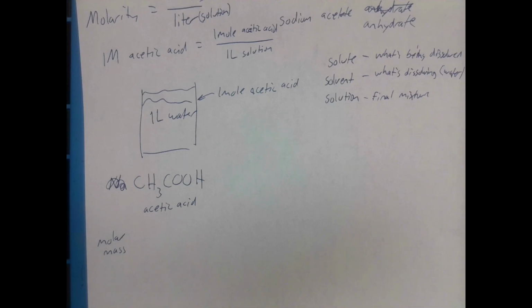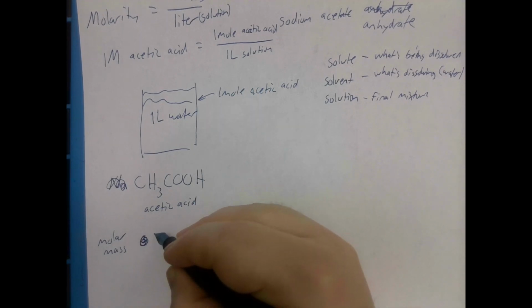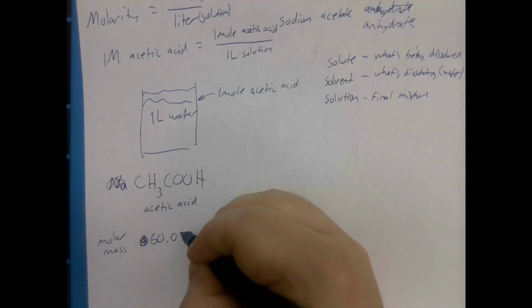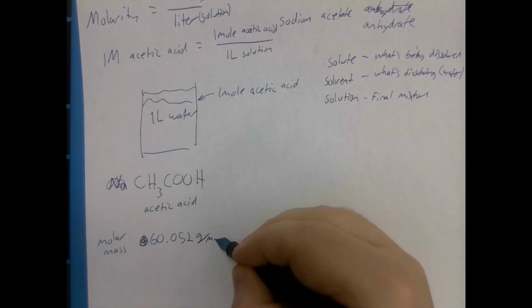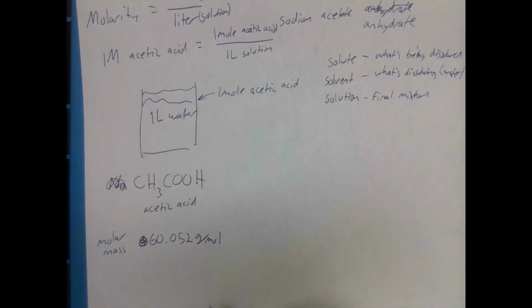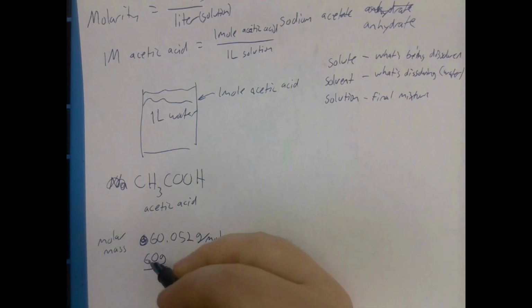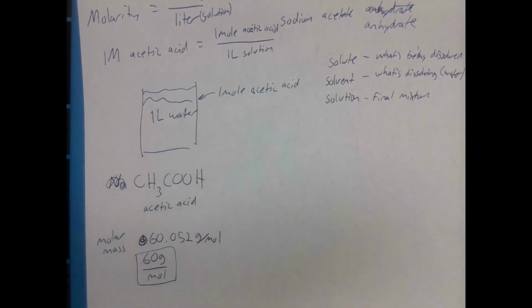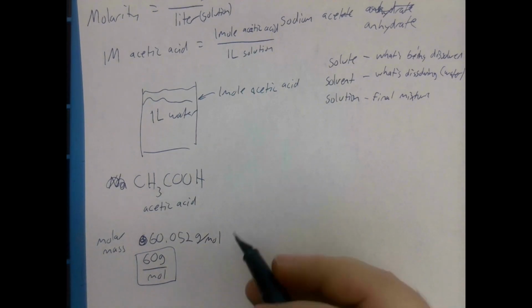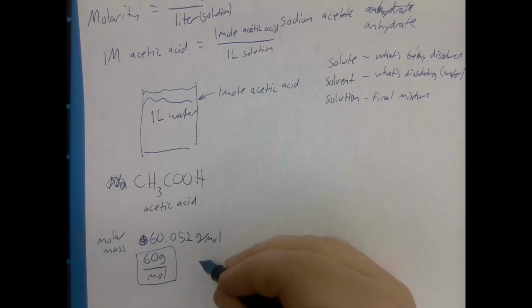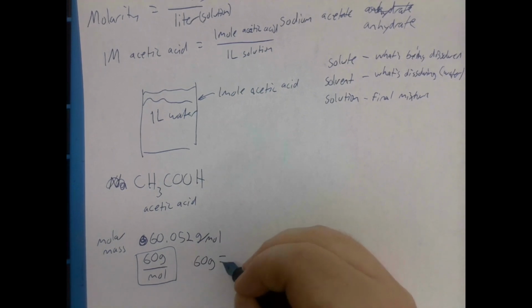It was 60.05 and 96 grams per mole. So 60.052 grams per mole is what you said. So that means there are 60 grams, I'm going to round this to 60 grams per mole. And y'all shouldn't round, I'm just doing this for brevity. That means there are 60 grams in 1 mole. So 60 grams is equal to 1 mole.